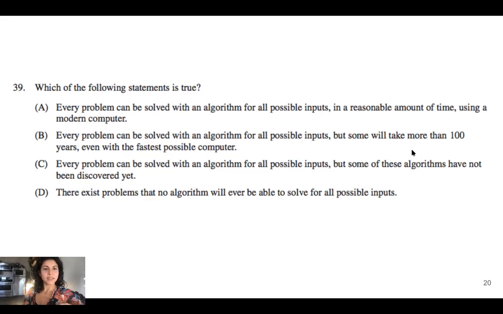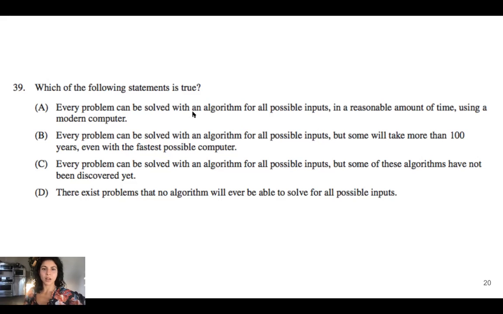Guys, 10 more seconds. Read through. And ready, set, go. What are our answers? Okay, so let's just focus on what makes A wrong.